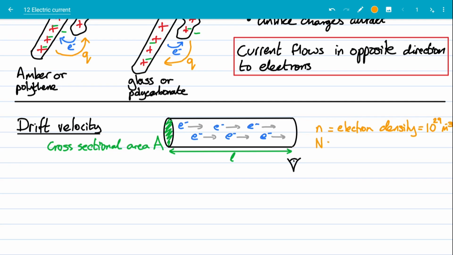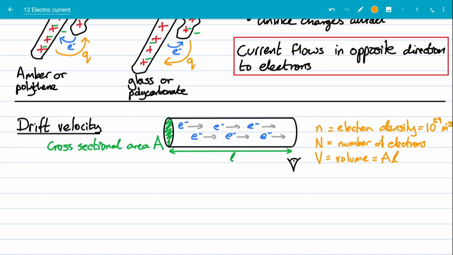So I'm going to say n is electron density, the number of electrons per volume, and V is going to be equal to AL, which is the volume of this particular column of wire. And what we're going to calculate is how fast the electrons drift through this wire.